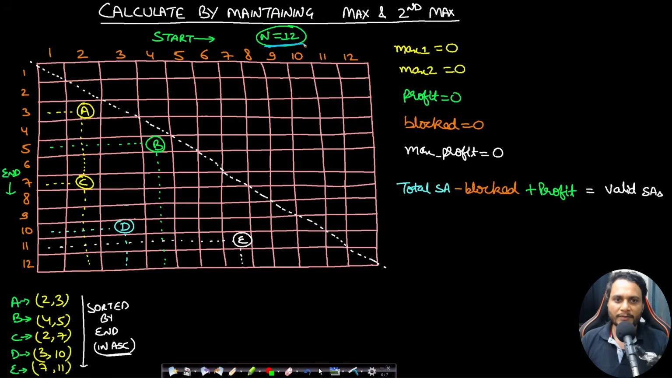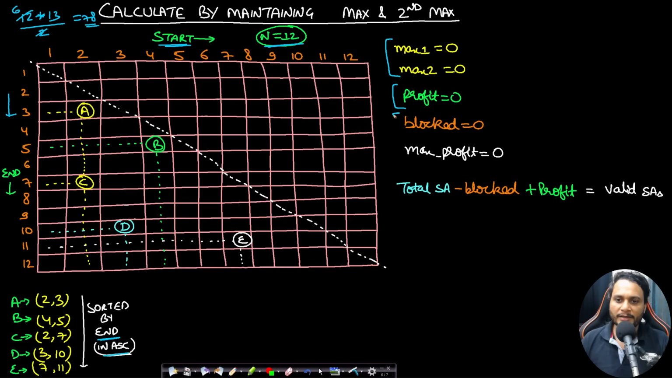In this case, I have taken n value equal to 12. So the total number of subarrays will be 12 times 13 by 2, which will be 78. Now I will be moving top down. I have sorted all the points in ascending order by end point. I'm seeing A on top, which is 2, 3, and let's start processing. I will be maintaining the first two max S values, which are basically the start values. I will be calculating profit at any point, that means profit on removing one particular pair. When I jump to the next pair, I have to reset the profit to 0.